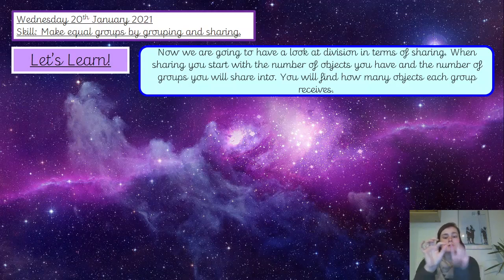So you take your counters and you'll put 1 in each group until you've filled all the groups. Then you can put a second counter or whatever object you're using into each group and carry on until you've got no counters left and they've all been shared equally.